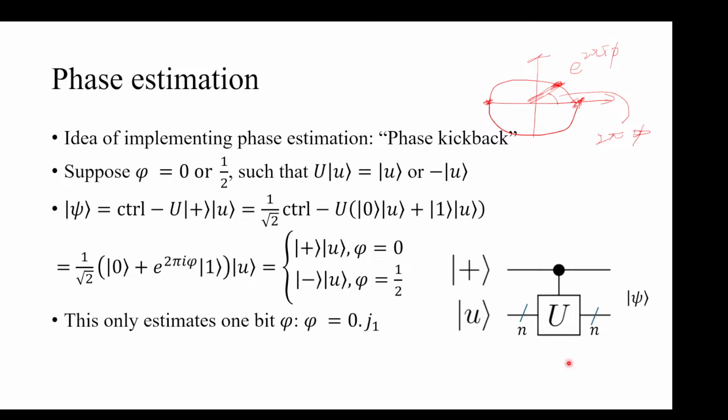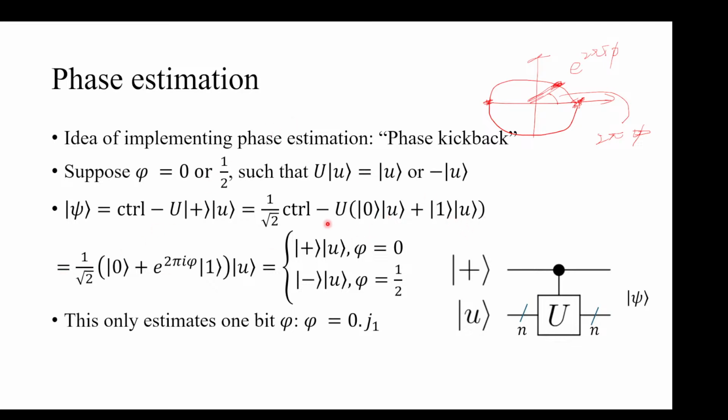When we do phase kickback, we have a minus state here, but now we are trying to phase kickback this e to the 2 pi i phase. So let's see what happens. You have a control u on plus and u. Let's break the plus into the 0 part and the 1 part. So plus is 1 over square root 2 of 0 plus 1. So control u on 0u and 1u.